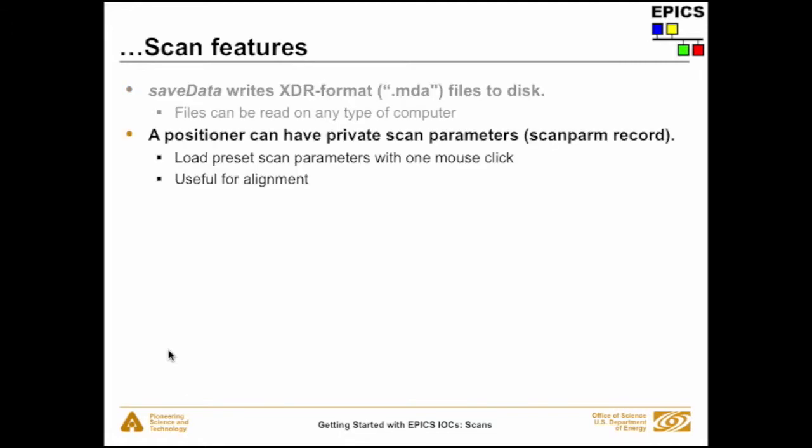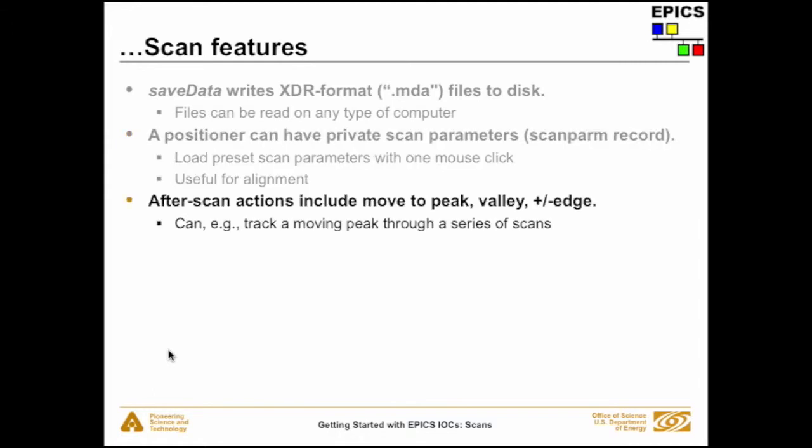A positioner can have private scan parameters. The scan param record, there's an example of that coming up in a little bit. But associated with each motor or each monochromator or any movable thing can be a set of scan parameters, and so you can execute a pre-specified scan with one button. And I'll show a little bit about how that works.